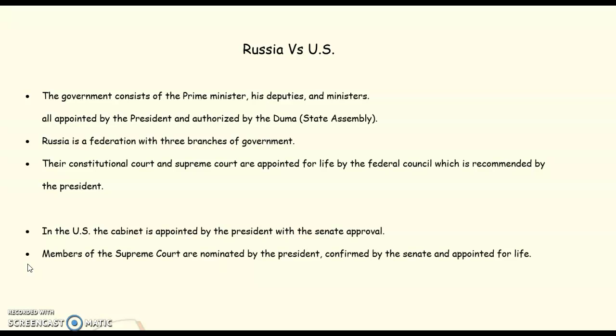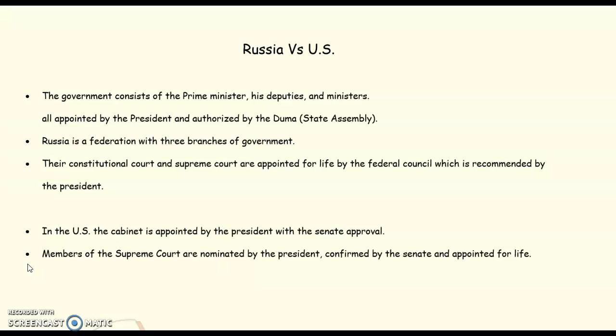Russia is an oligarchy. The government consists of a prime minister, his deputies, and his ministers, split into groups, and each is more powerful. They're all appointed by the president and authorized by the Duma, which is the state assembly. Russia is a federation with 3 branches of government, similar to the US. Their constitutional court and Supreme Court are appointed for life by the Federal Council, which is recommended by the president.